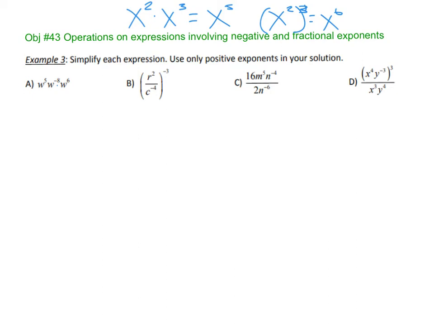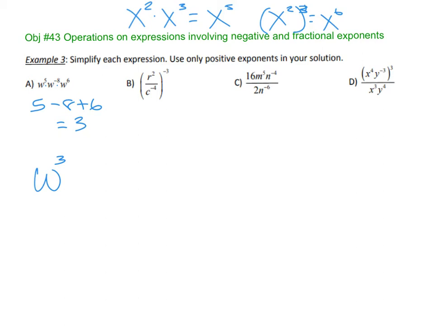So here, we've got a bunch of w's, we're multiplying. So what do we do to exponents when we multiply? We add. So 5 minus 8 plus 6 equals 3. So w to the 3rd, done. That's it.